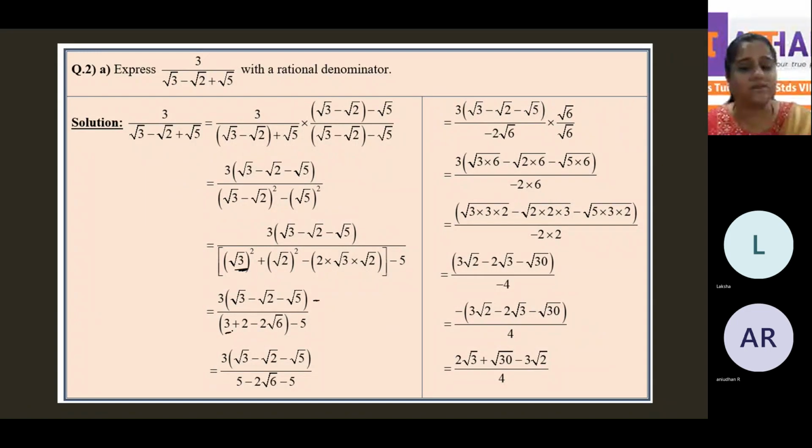What is root 3 the whole square? 3. What is root 2 the whole square? 2.